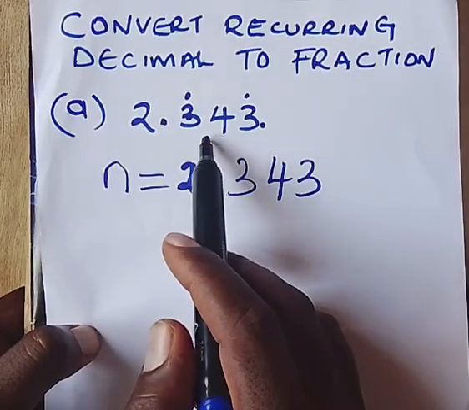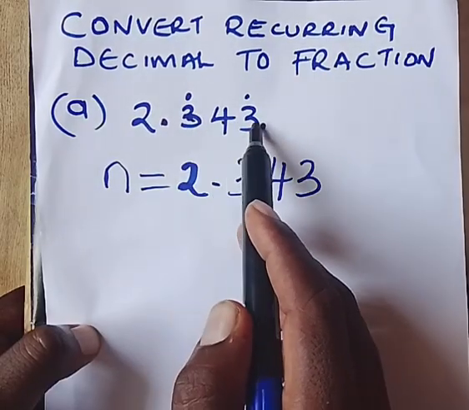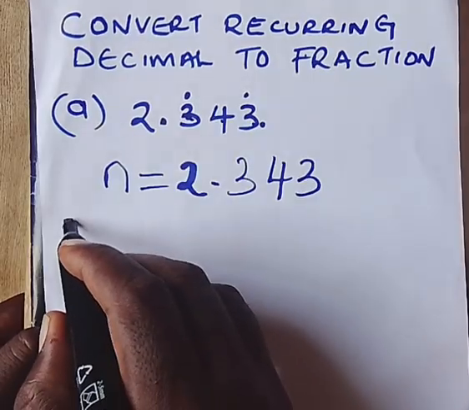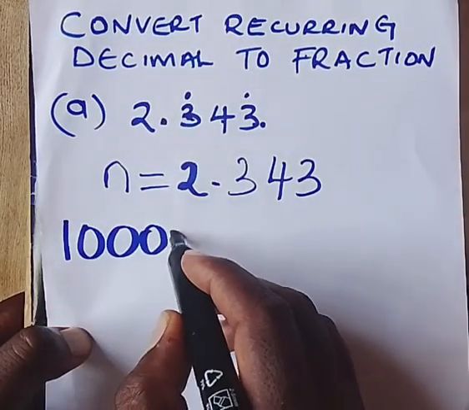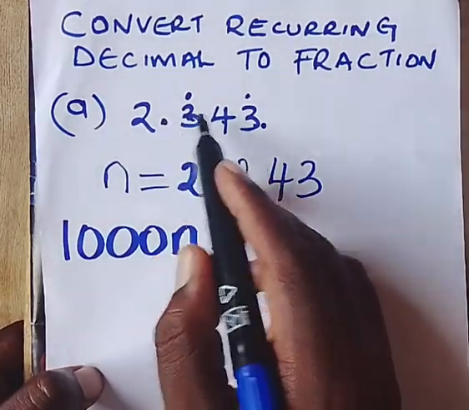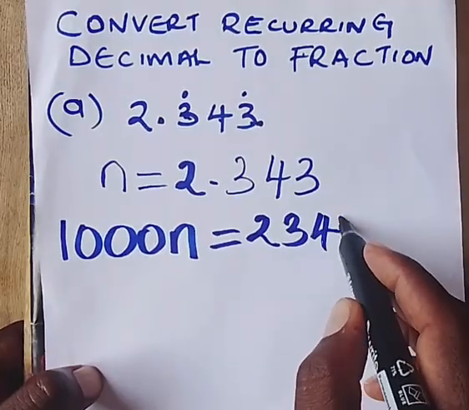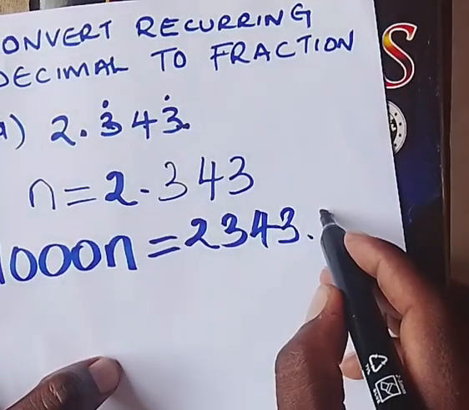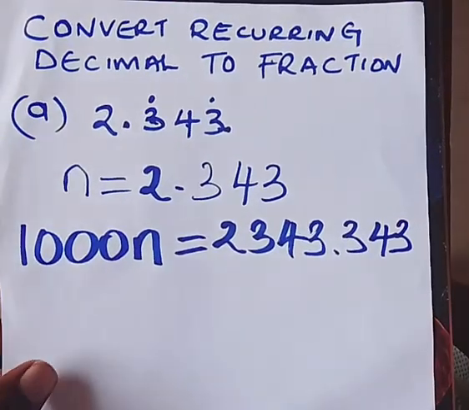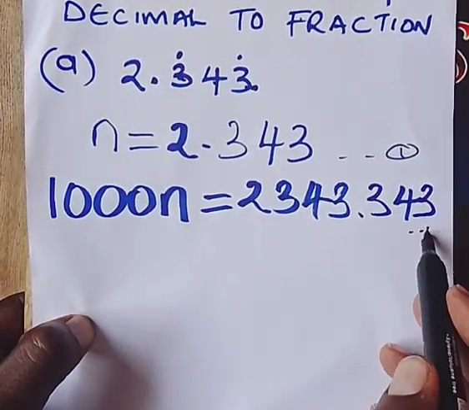So now you can count the number of digits you have passed through. So we have 1, 2, 3. 3 zeros represents 1,000. So you will say now this one is 1,000 n, which is equivalent to what? Now the decimal is already here, so we'll have 2343 point. We repeat the recurring part, which is 343. Now, this is 1 and this is 2.